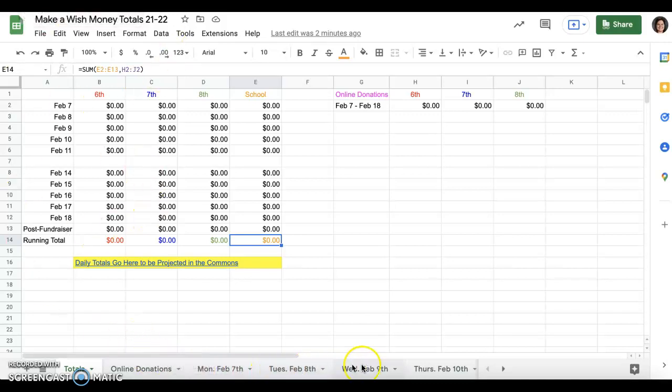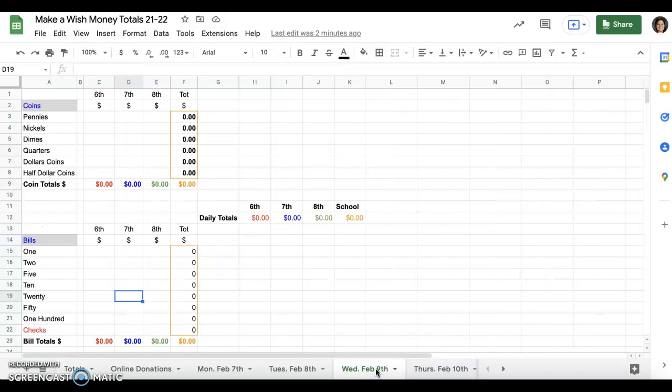Please go down here to the bottom. Let's say I'm showing the money, I'm overseeing the money on the 9th. Your job after the students count the money using the little counters is to input the totals here by how much currency there is. So for example, if there are 200 pennies, I'm just going to write 2. It'll come up as $2, not 200 pennies.